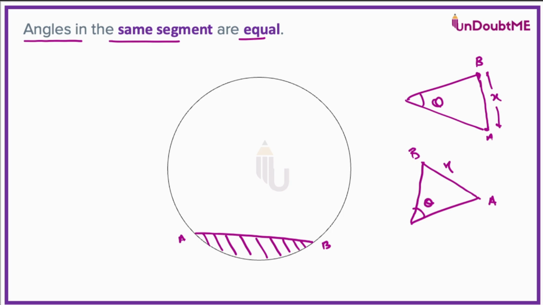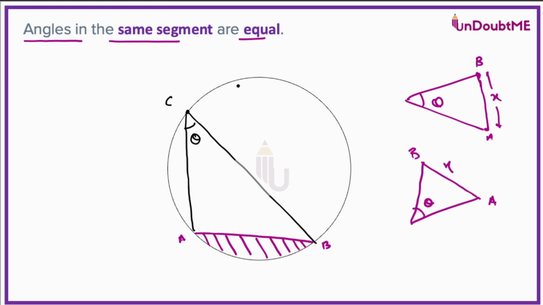So based on that, if I take any point on the circle, let's say C, and if I draw a triangle, you can see that we have an angle created. We can call that angle theta. Now that theta is created in between A and B. AB is a chord, and that shaded part is called a segment.